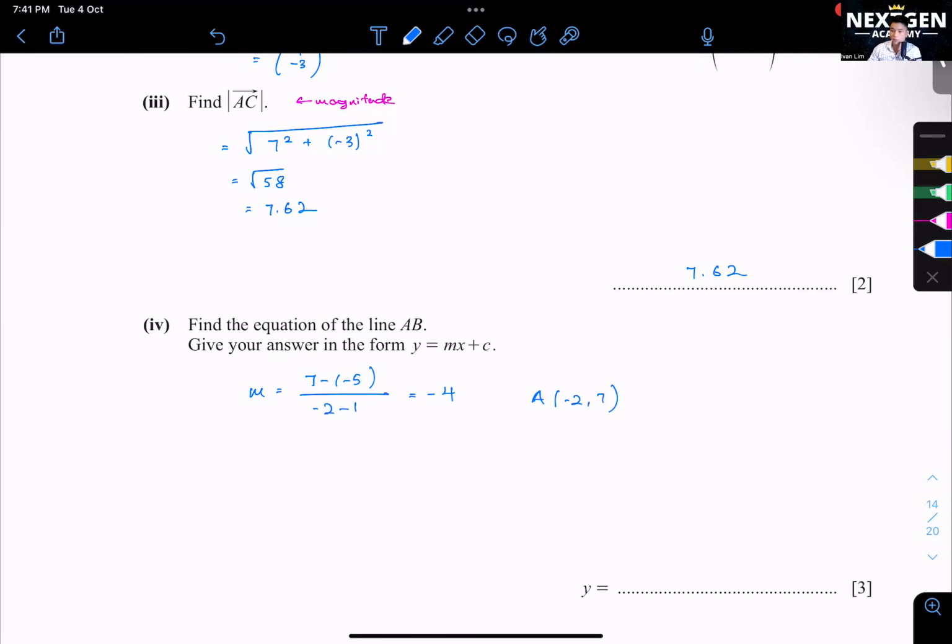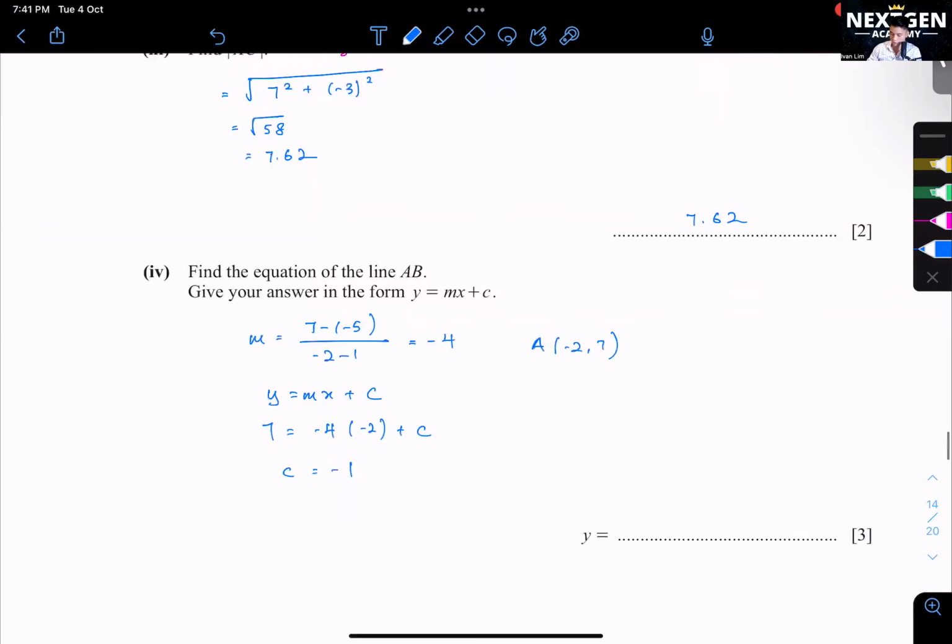So y minus y1 equals m(x minus x1), or you can just use, again, I think for most of you, you all will use y equals mx plus c, right? Okay, so fit inside here, 7 equals to -4x plus c. C, you will get -1. Therefore, your equation will be y equals to -4x minus 1.